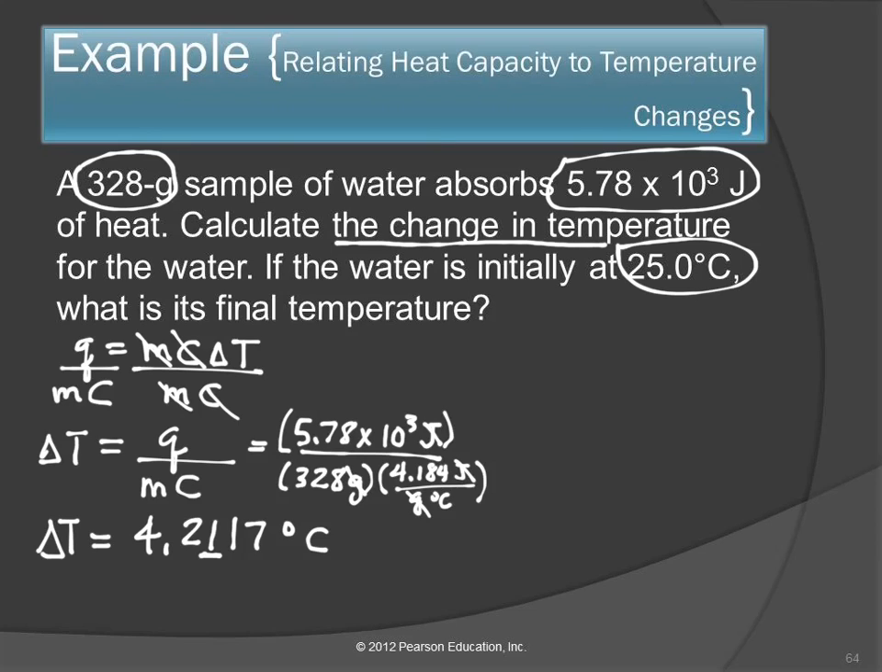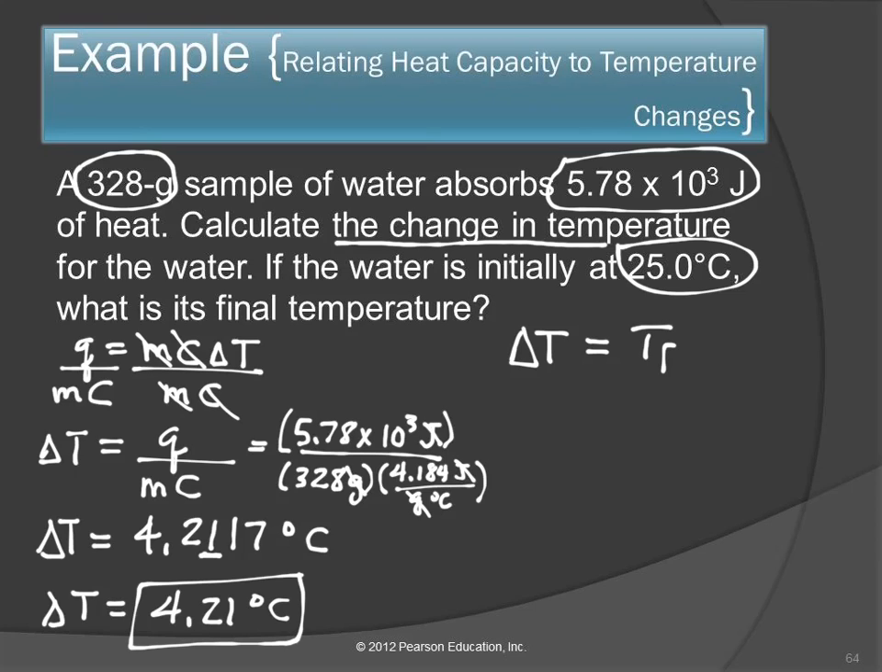So it says calculate the change in temperature. Okay, so it's asking for 2 answers. So the change in temperature is 4.21 degrees Celsius. That's one answer. Then it's saying if the water was initially at 25, what's the final temperature? Okay, so there we go, and we remember that delta T is T final minus T initial. The final temperature, we're going to add Ti to both sides. The final temperature will equal delta T plus Ti.